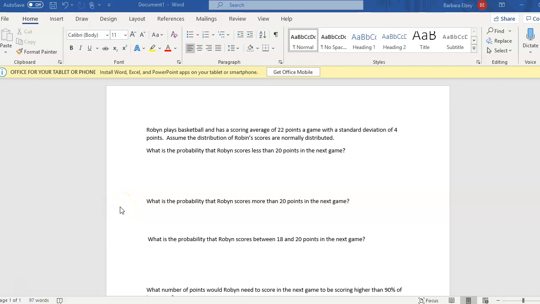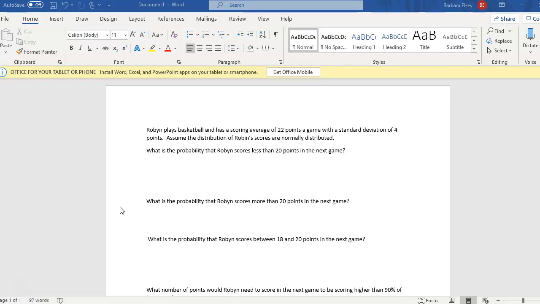In our last video, we looked at standardizing z-scores so that we were going from just any normal distribution to the standard normal distribution. In this chapter, in this section, we are going to be finding probabilities using some of that same information. So let's take a look at the following problem.